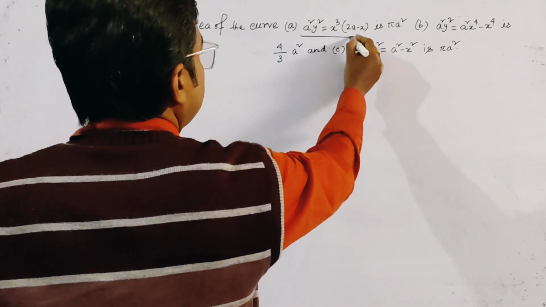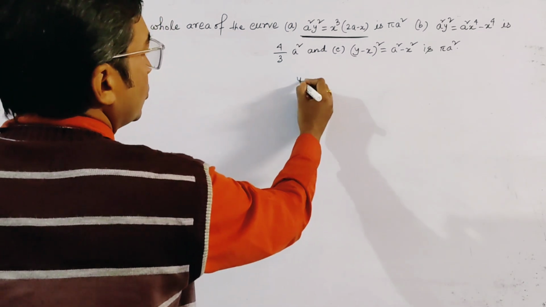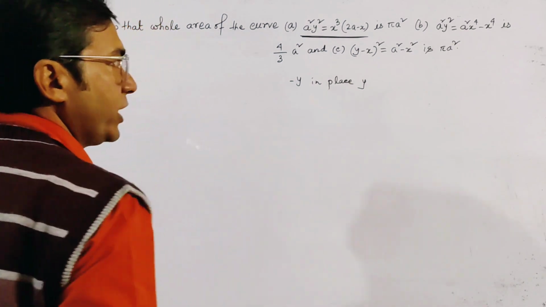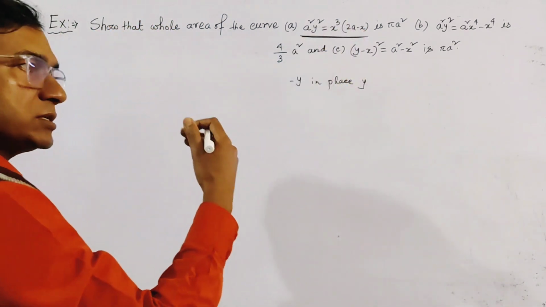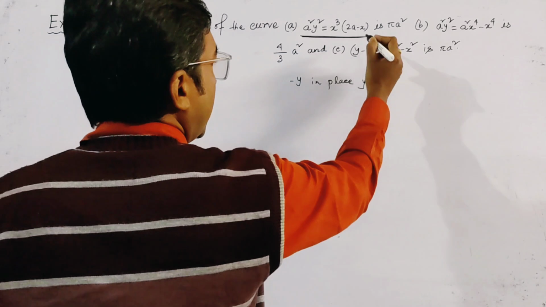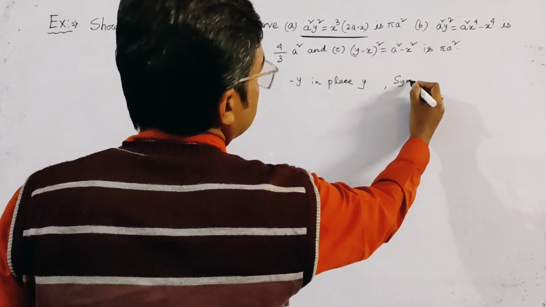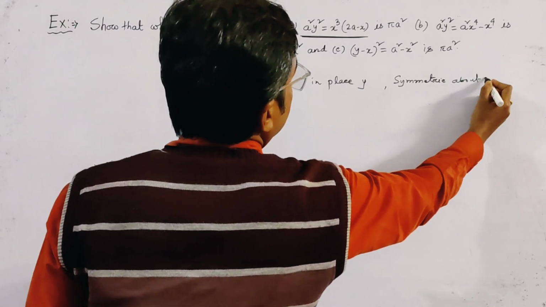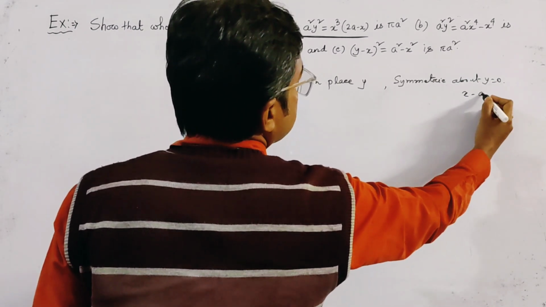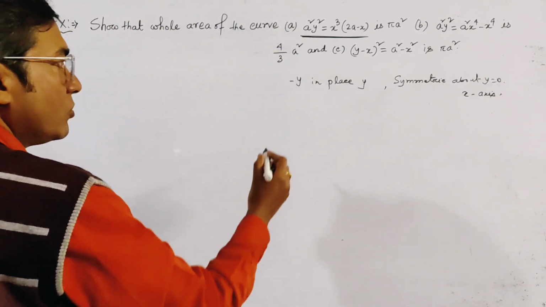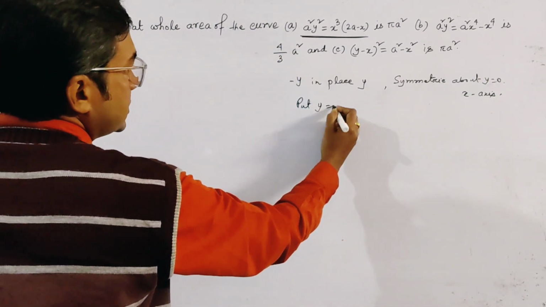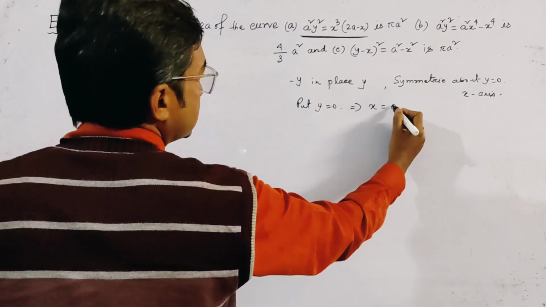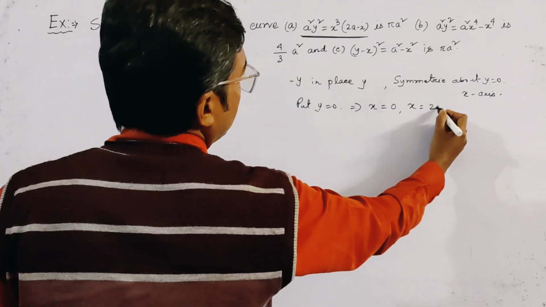From the equation of the curve, it is clear that if we put minus y in place of y, then the curve remains the same. So the curve is symmetric about y equal to 0, that is the x-axis. Now if we put y equal to 0 in this curve, then we get two values of x. One value is 0 and another value is 2a.